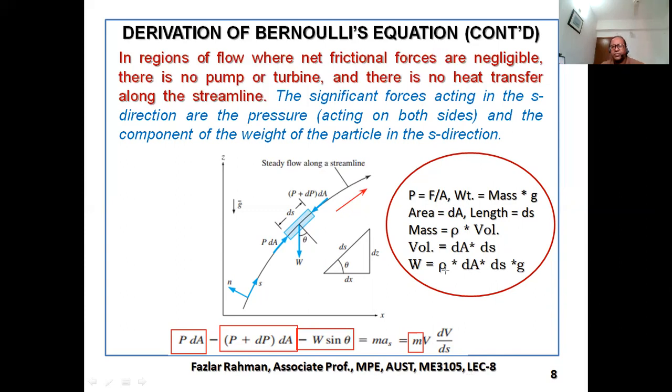Now what is the W? You figure out the volume, cross-sectional area into length, into g, rho into g. That you are getting the W. That W will be over here. And how much will be the mass? Mass will be the same except the g value. That means mass will be this mass. That mass we'll put over here. And sine theta we'll replace, sine theta equals dz by ds. And then we'll simplify the equation.